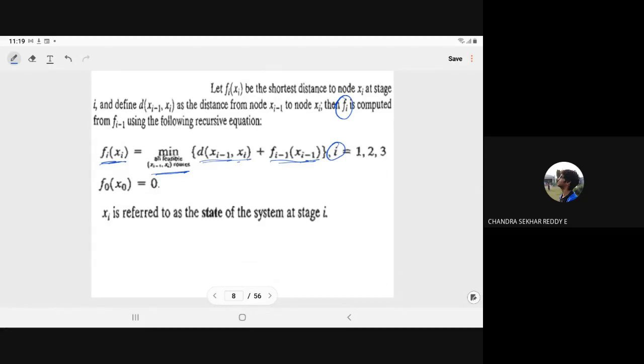So here xi is referred to as the state of the system at stage i. So this xi is termed the state for the ith stage. State means what is the status of the constraint equation or limitation. What is the status of the limitation or linking equation?